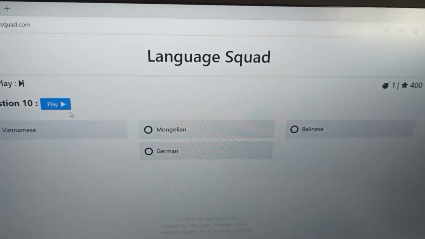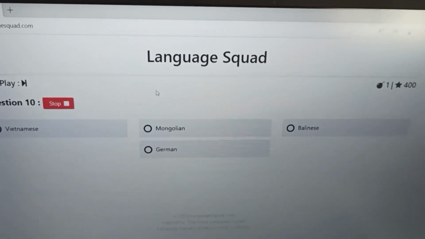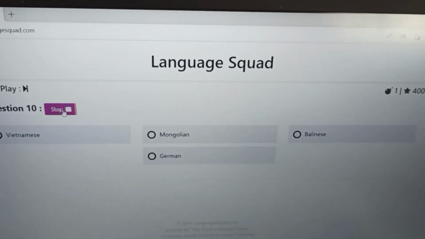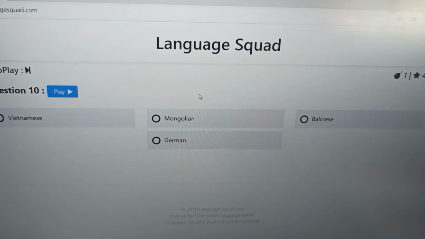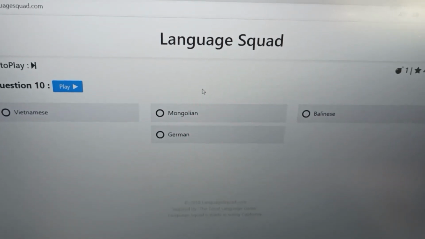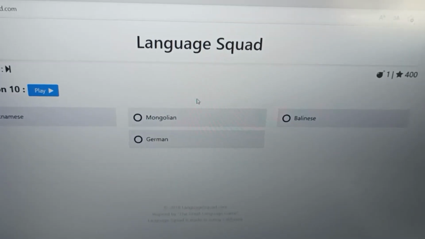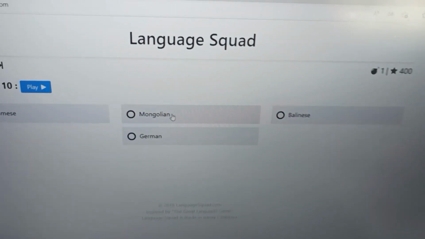Esperanto. I don't know if it's just me, but I don't want to listen to Mongolian because it is just a mishmash, if I would say it like that.